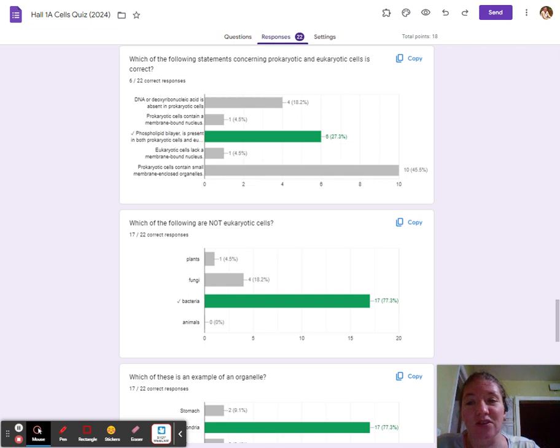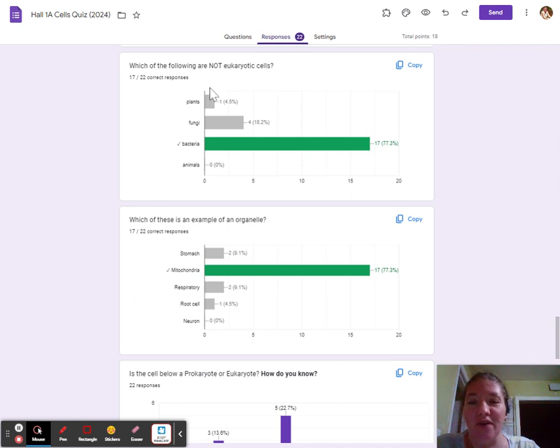All right, which of the following concerning prokaryotic and eukaryotic cells is correct? The phospholipid bilayer is present. So the DNA has to be in both types of cells, but it says absent, so that one was incorrect. Prokaryotic cells contain a nucleus. Prokaryotics don't. That is our eukaryotes. Our eukaryotic cells lack the nucleus. Again, that's the prokaryotic cells lack it. Eukaryotic have them. And prokaryotic cells contain those small membrane enclosed organelles. That is incorrect. That is our eukaryotes that have the organelles.